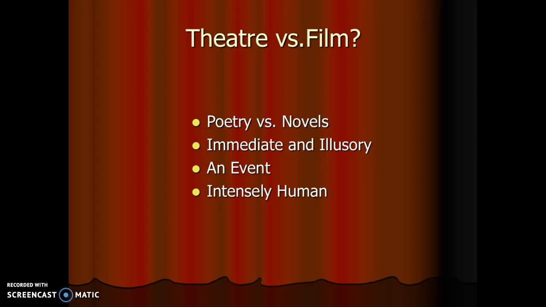I like to think of the difference between theater and film and television, you can say film and television, similar to the difference between poetry and a novel. So just think about that for a second. What does a novel give you? A novel gives you everything that you need to experience the story.